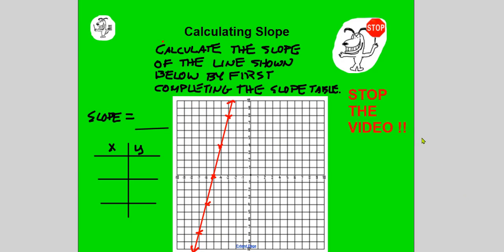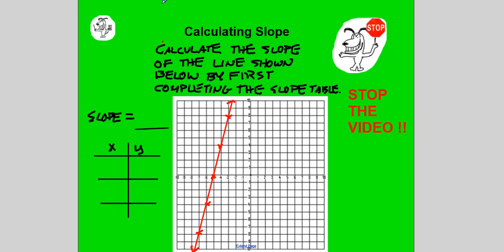Okay, so I want you again to stop the video. This is a different line here. Calculate the slope of the line shown by first completing the slope table. So choose any 2 points that are on the line. I've given you several, but choose any 2 points, complete the slope table, then calculate the slope. And be sure your final answer is in lowest terms or simplest terms.